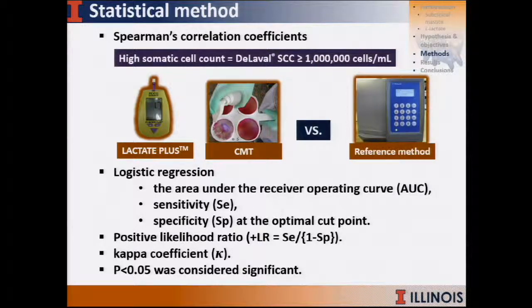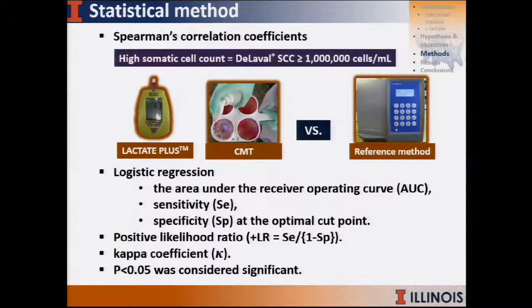For statistical analysis, for the correlation or the association between the somatic cell count and the milk lactate concentration, we calculated the Spearman correlation. Based on that, we identified the quarters with high somatic cell count. As we're going to see in the next slide, we found that the meter showed higher correlation at the level of 1 million cells per milliliter. So we defined a quarter with high somatic cell count as one with count higher than or equal to 1 million cells per milliliter.